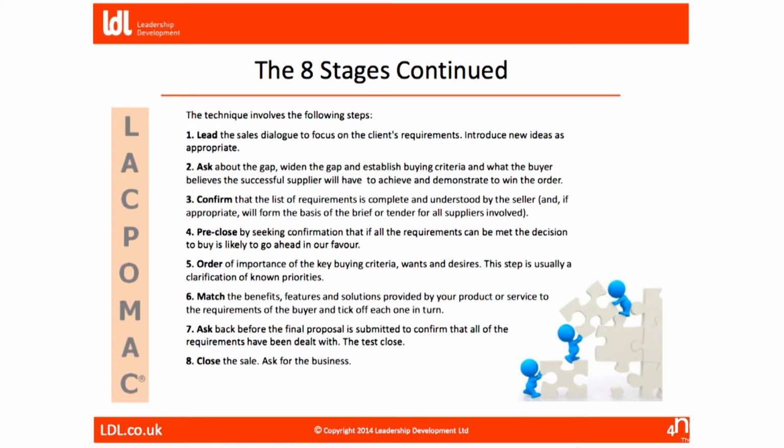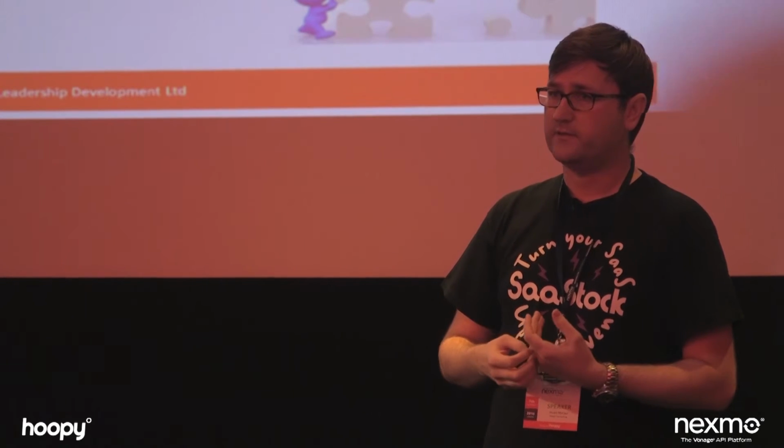Okay. And then there's these 2 awkward steps in the middle, the PO in LACPOMAC. Pre-close is where your sales rep is saying, if we can do A, B, and C, will you give us an order? And it's a little test in the sales cycle to see where the customer's head is at. Are they ready to commit?